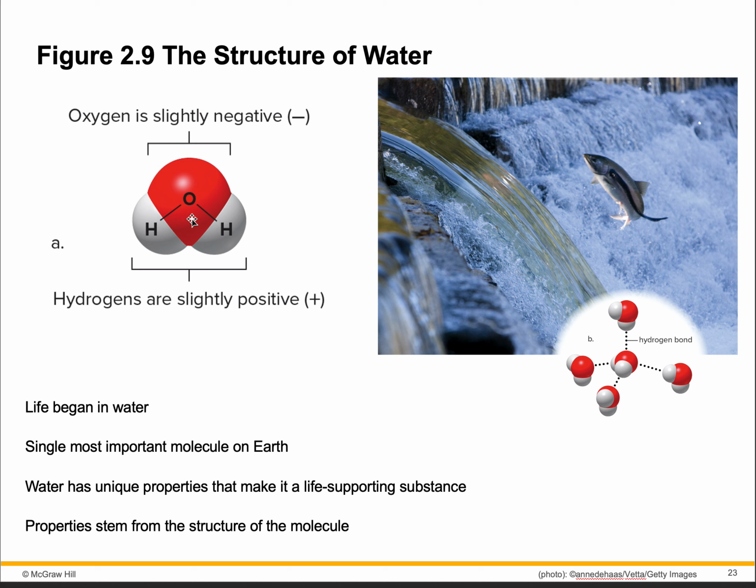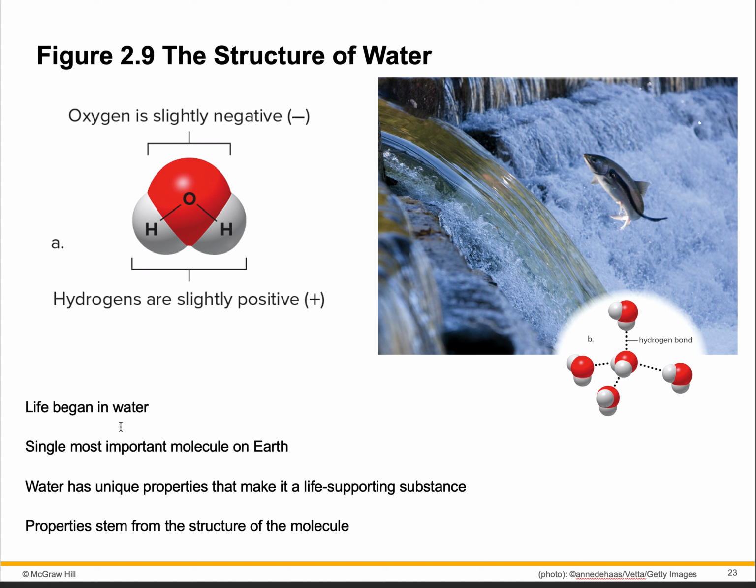You have the two H's and the O, and what's super unique about water is it's slightly negative and slightly positive. Because of that, it can attract different things. On this side that's slightly negative, it can attract a positive. On this side that's slightly positive, it can attract a negative. And that's very unique, and that's why our Earth is the way it is.